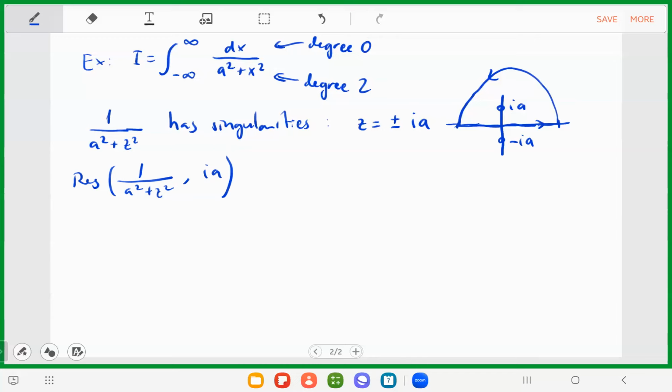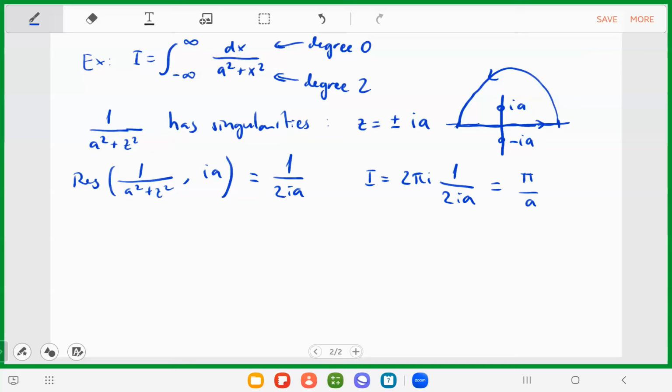And I think we saw this example last week anyway. 1 over z squared plus a squared. We found that this residue is 1 over 2ia. Remember, the residue theorem tells me that I have to add all the residues inside the contour and multiply by 2 pi i. So when I multiply this by 2 pi i, I just get pi divided by a, and that is the result for any value of a.